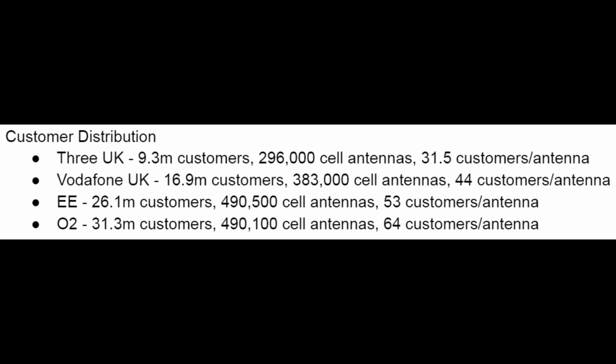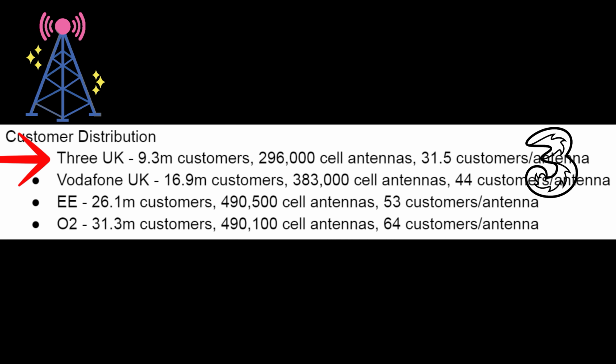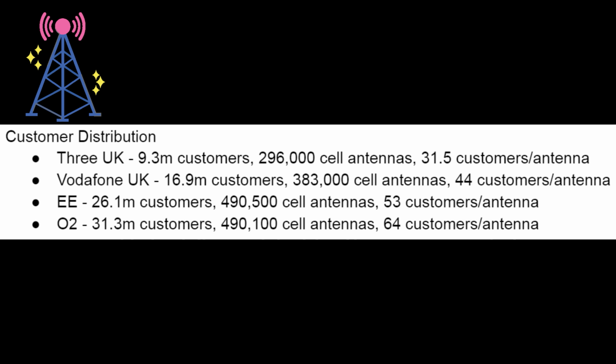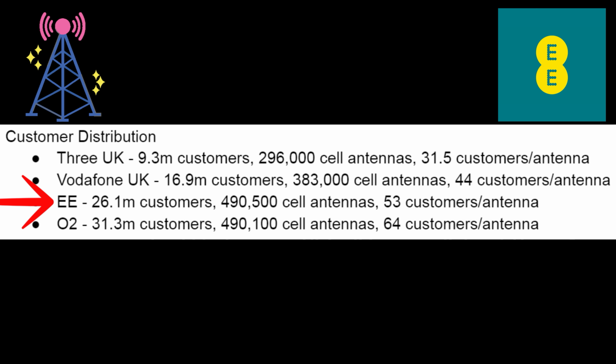And here's some data that I found, although I wouldn't read too much into this data because there's so many peculiarities around these things that you can't draw any conclusion from this. But 3 has 9.3 million customers and 296,000 cell antennas with 31.5 customers per antenna. And then Vodafone has 16.9 million customers with 383,000 cell antennas, which means 44 customers per antenna. And EE has 26.1 million customers with 490,500 cell antennas and 53 customers per antenna.